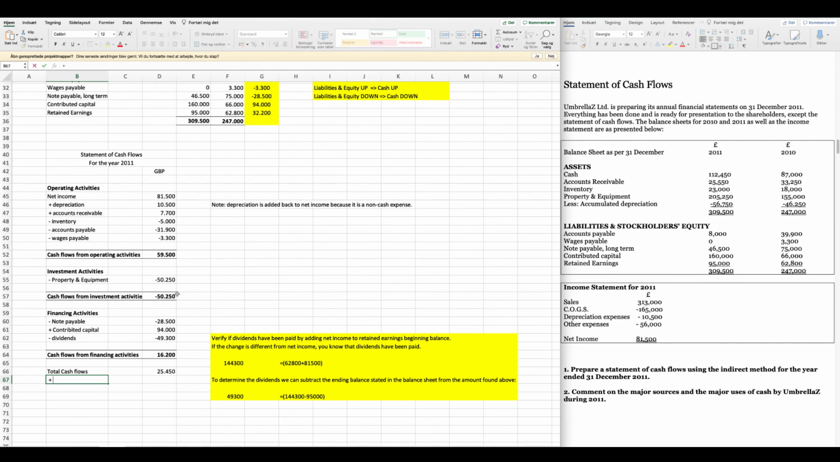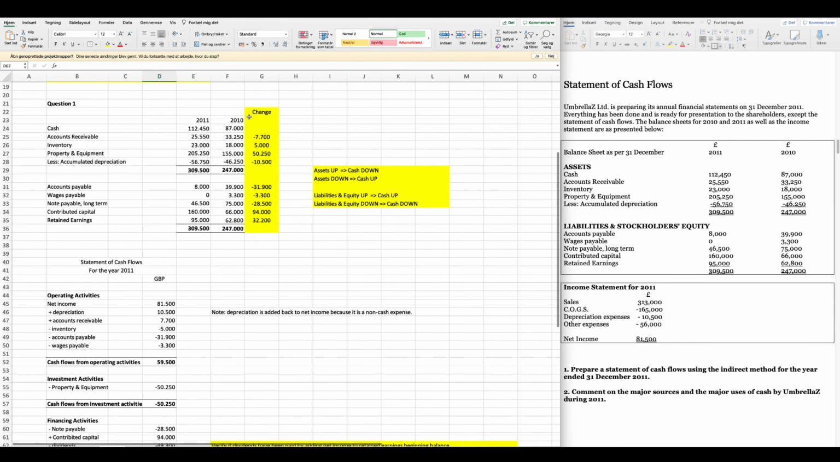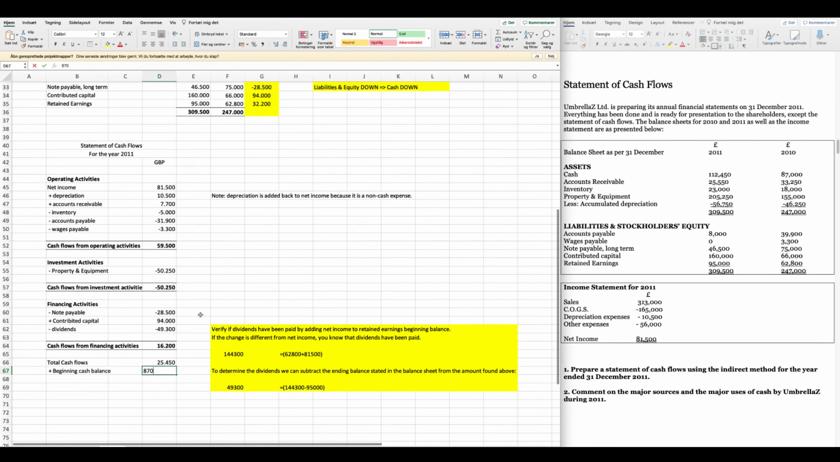But what you want to do if you want to make this perfect and complete is add the beginning balance. So maybe just beginning cash balance like this, which we can find by looking in the balance sheet here, 87,000. That is also what is stated in the text here. So we add 87,000, and then we have the ending cash balance, to be more specific, which is these two added together. Now, if we have done this correctly, you'll want to notice that this ending cash balance should be equal to the ending balance stated in the balance sheet.